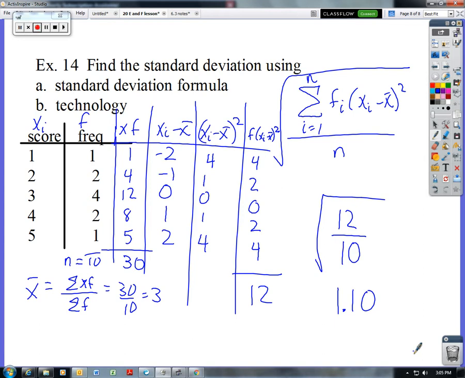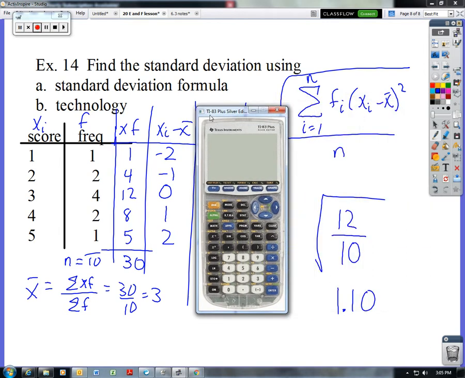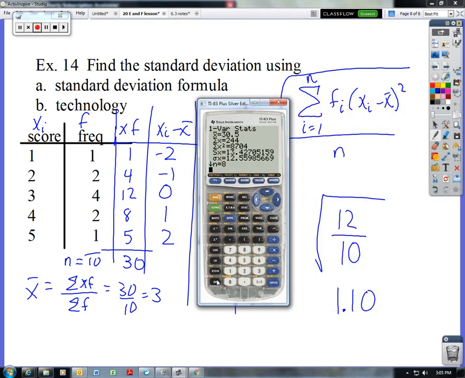Technology. Okay, let's try that. Now this one's rather interesting in a tedious sort of way. Let's clear these out. Clear. Oh, I have to arrow down. Silly me.